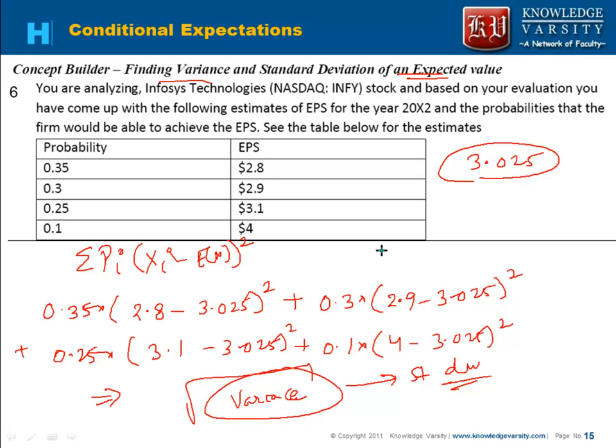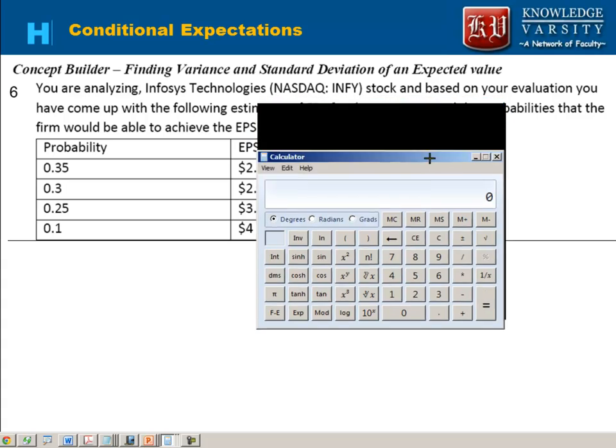Quite a lengthy calculation, but many times students make mistakes. They first multiply 0.35 with 2.8, then subtract and then take the whole square. You have to keep in mind that first you have to take the difference, then square, and then multiply with the probability. So if you see, it is very simple, you can get the answer.